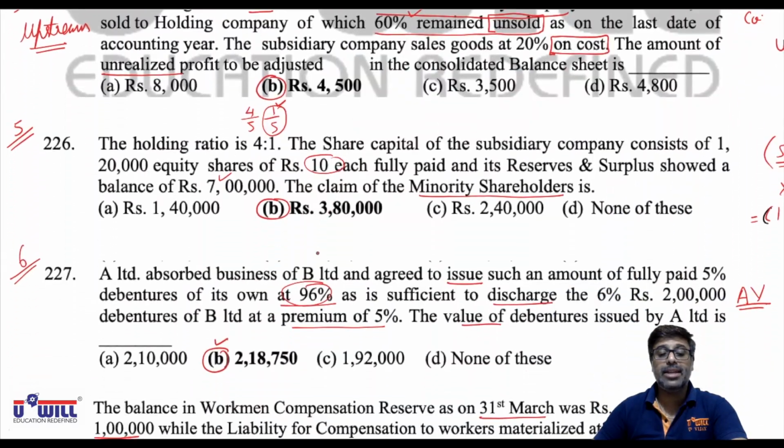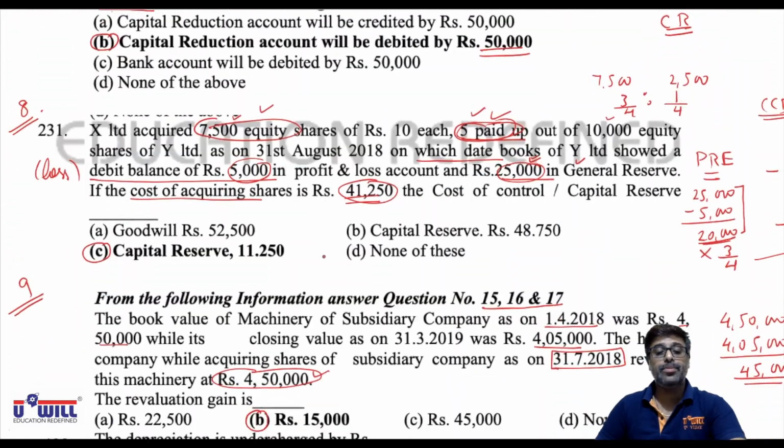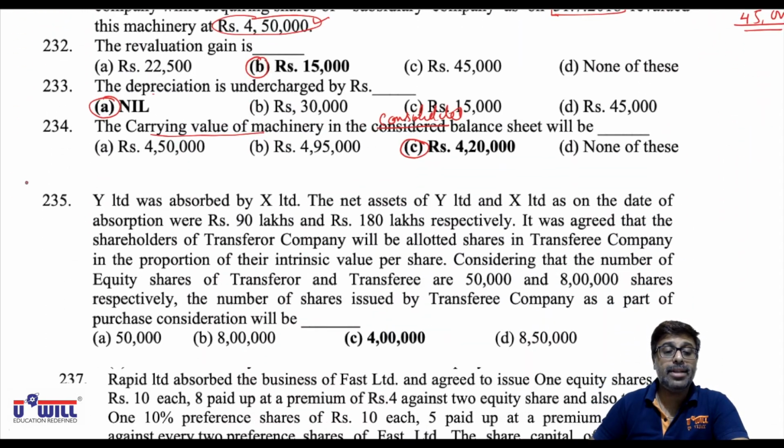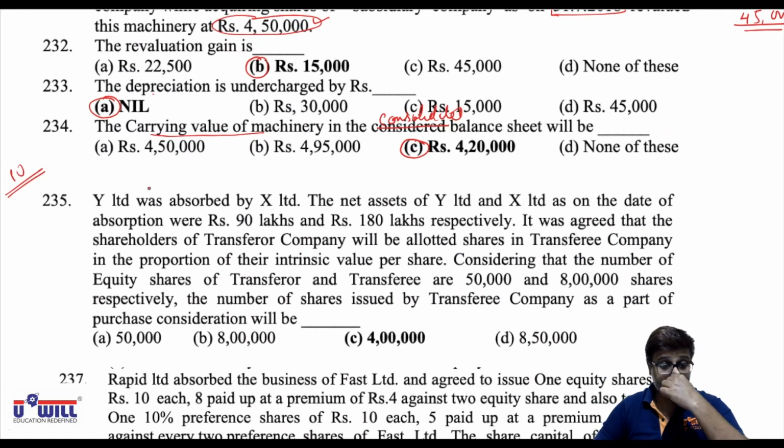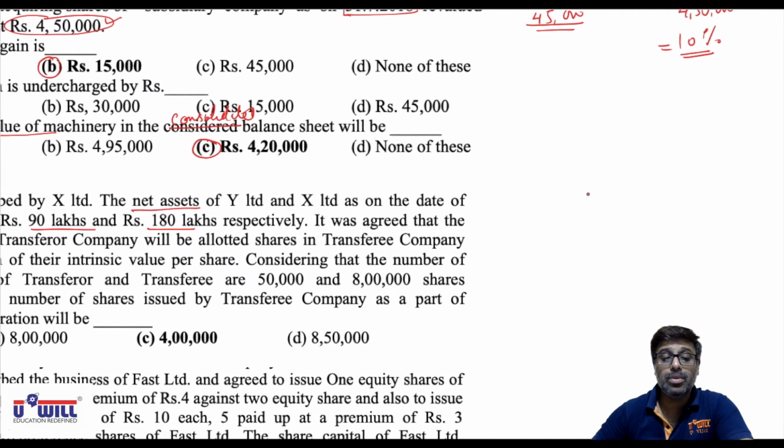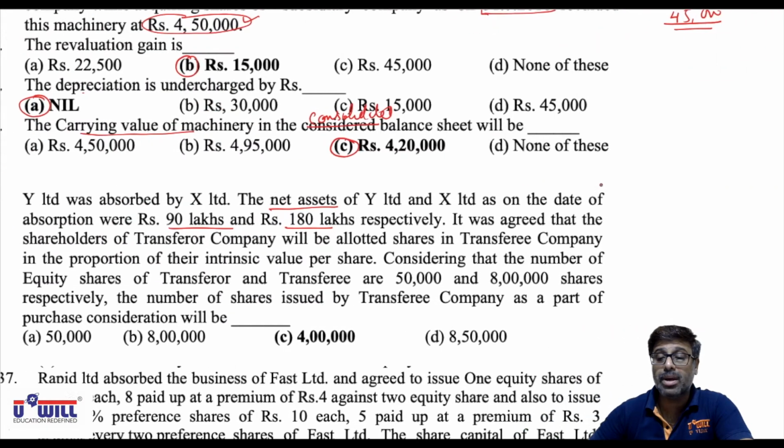Pause the video and try that 218 question on your own. Now look at the 10th one, question 235. Y Limited was absorbed by X Limited. The net assets of Y Limited and X Limited as on the date of absorption were 90 lakhs and 180 lakhs. So Y Limited was absorbed by X Limited.